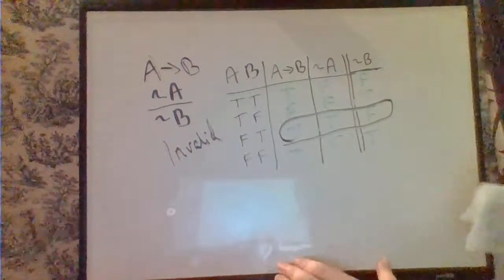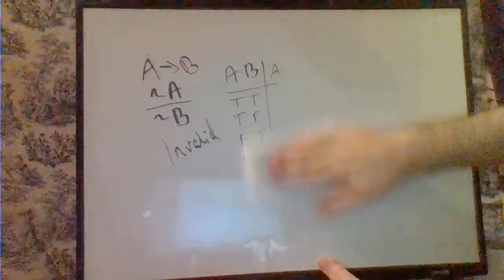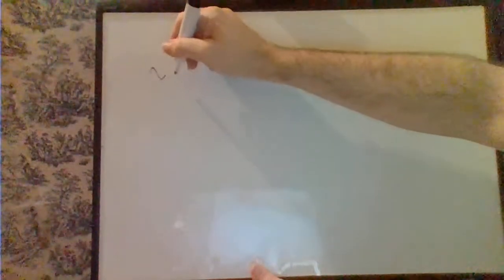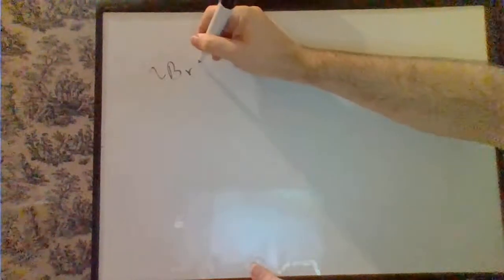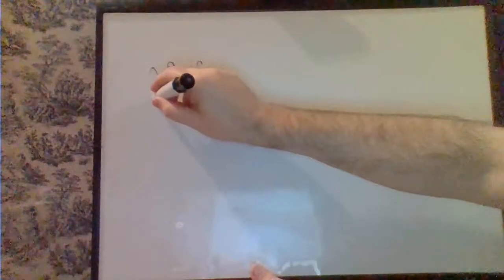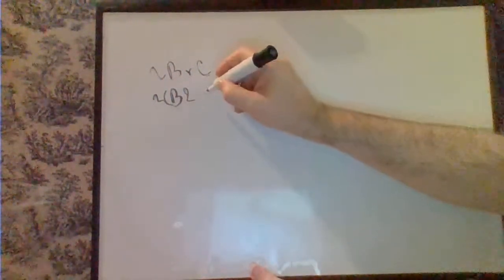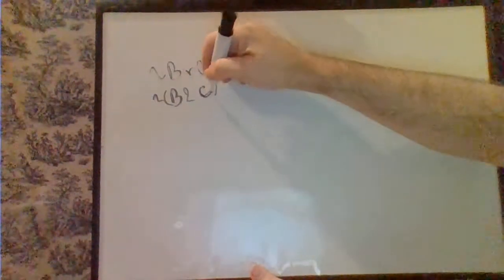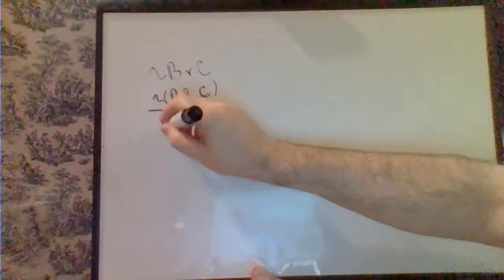So let's look at another one. We'll try to keep it relatively simple again. Let's say we've got not B or C, not B and C, therefore, if B, then C. Okay? So not B or C, not B and C, therefore, if B, then C.